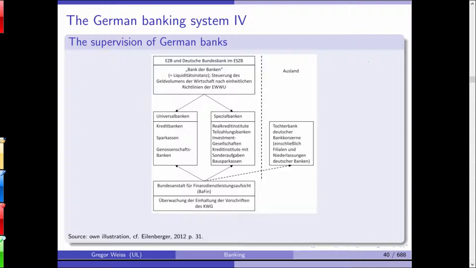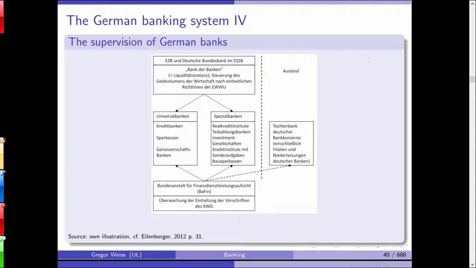And here's supervision: European Central Bank, Deutsche Bundesbank, BaFin. And in some cases, for example, in the state of Hesse, with Frankfurt and the German Stock Exchange located, the most important stock exchange located in Frankfurt, some local state-level authorities are also responsible for the supervision of the Frankfurt Stock Exchange. Securities trading is supervised at the federal level. One never sees this often.